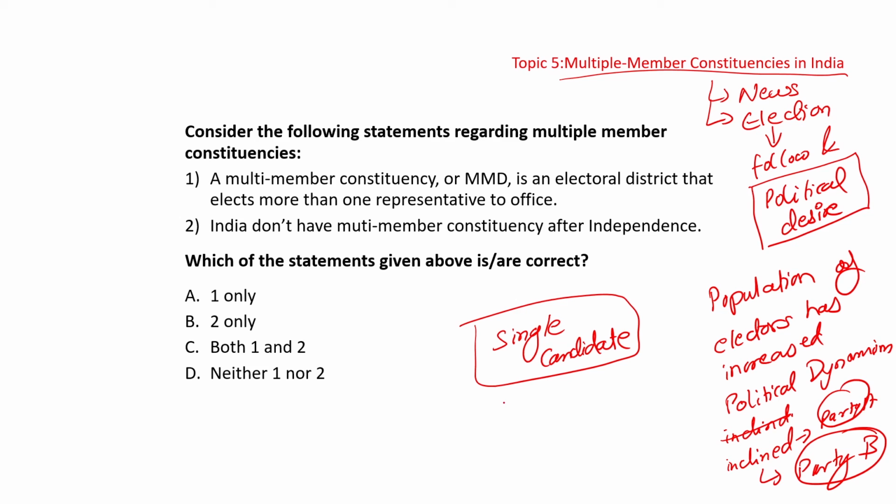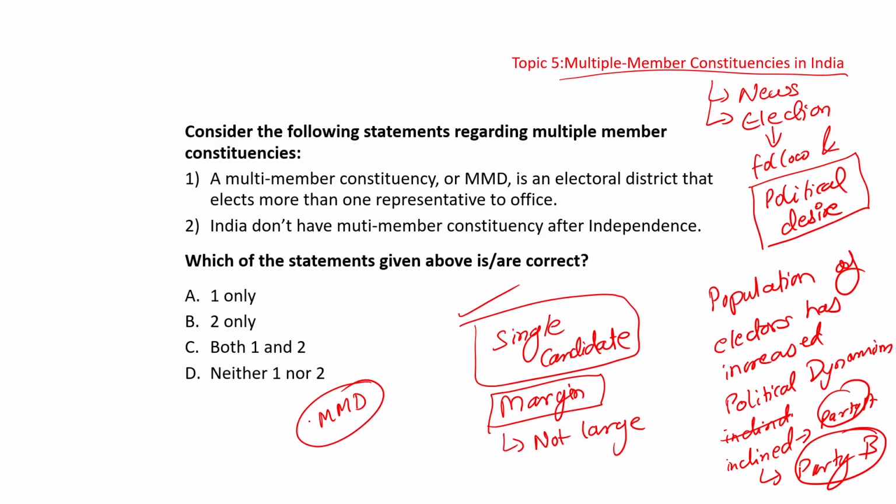Also, what we have seen is that most of the times, the margin between the winner and the first runner-up in the election is not large. Hence, it cannot be stated that a single winning candidate represents all of the people, or has an idea of what people in the constituency want from him. He alone cannot have an idea, right? Hence, one inclination is towards MMD, that is creating multiple member constituencies.